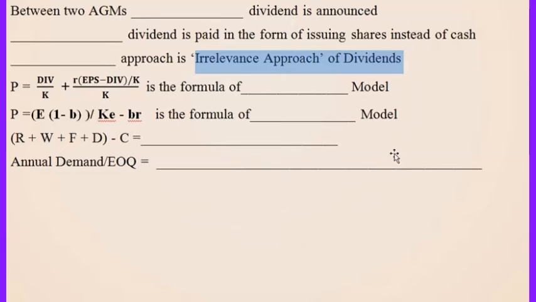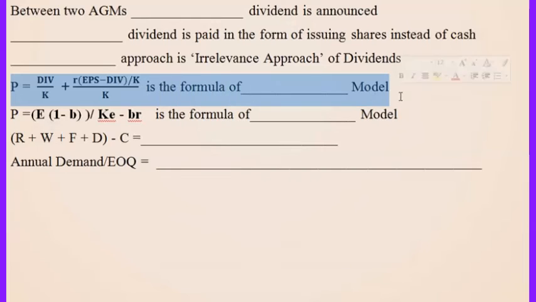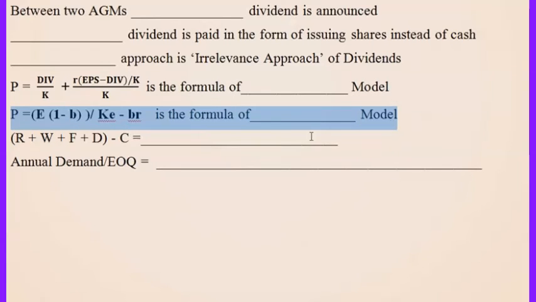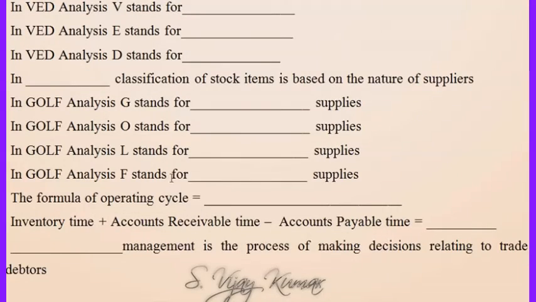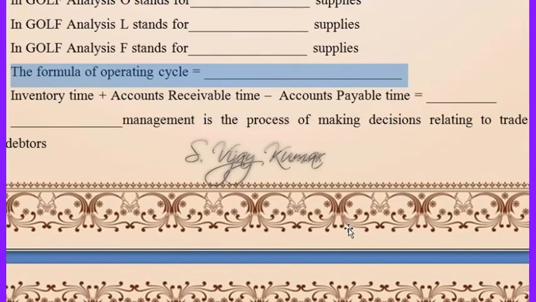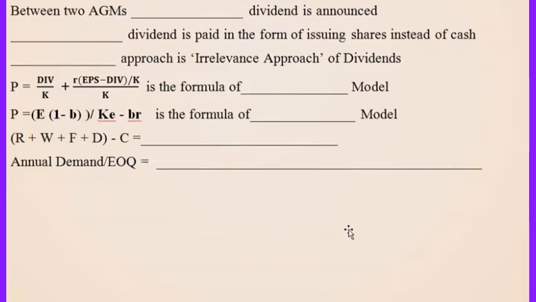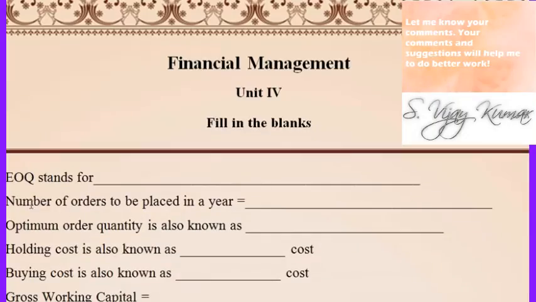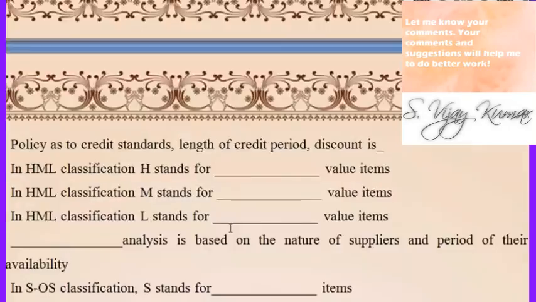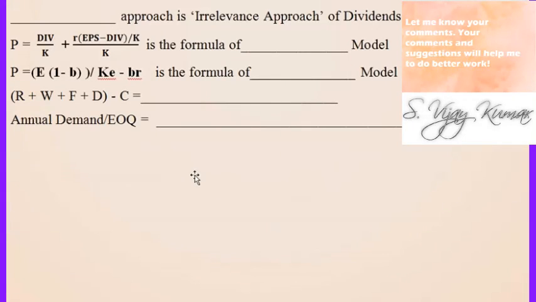Next, 39th question is a formula. It's a formula of Walter model. Next, 40th question, again formula of dash model, Gordon model. 41, R plus W plus F plus D minus C. So we have already seen this in the earlier operating cycle. Now the last question related to the second question. 42nd question, annual demand divided by issue. That's number of orders to be placed in a year. That's all. Thank you very much.